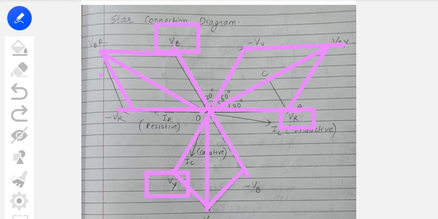But just remember that you have to draw by taking the measurement, and you have to take 120 degrees between all three phase voltages. Okay, and VR must be like this. Now here the question can be in terms of resistance, inductance and capacitance. So in such a case, how can you draw?